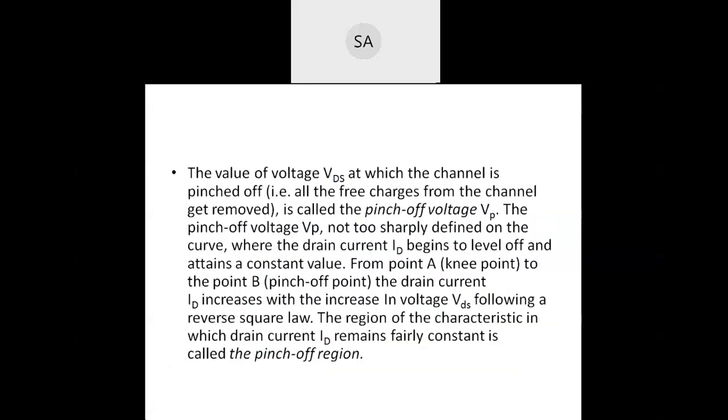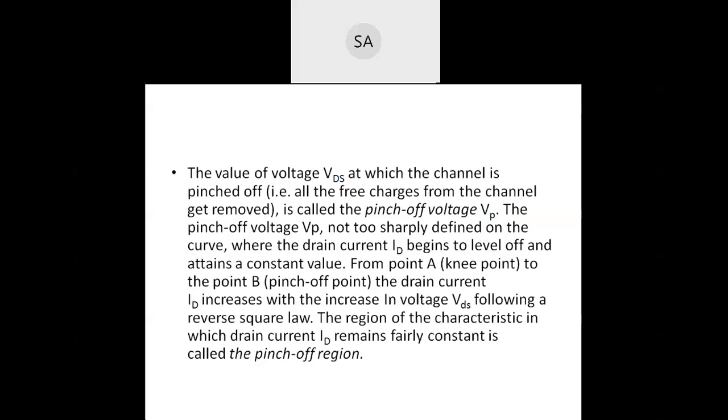The value of voltage VDS at which the channel is pinched off, that is, all the free charge carriers from the channel get removed, is called the pinch-off voltage VP. Up to this point of voltage, when we reach the pinch-off voltage, there will be no movement of charge carriers.